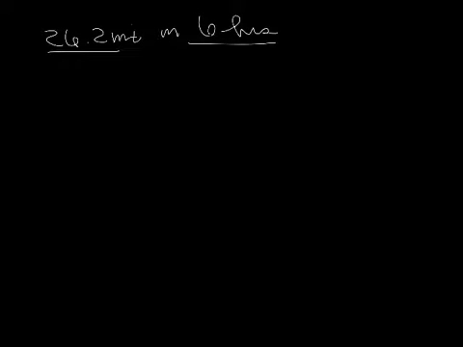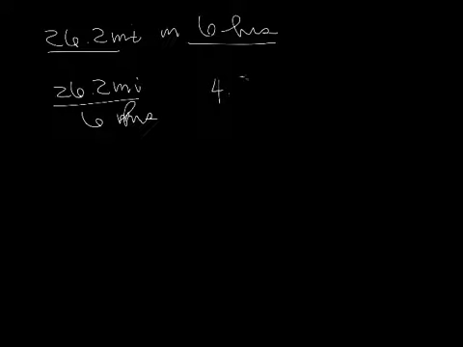So a couple ways you can do that. Let's just look at one. If we just divide 26.2 miles by 6 hours, that will tell us how far he went in 1. So 26.2 divided by 6 is 4.36 miles per hour. So pretty quick and simple there.